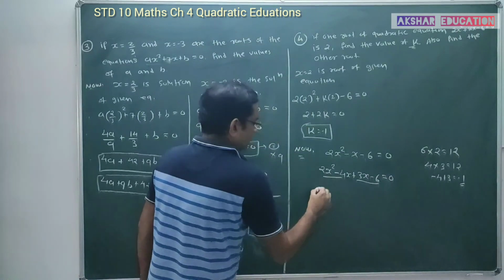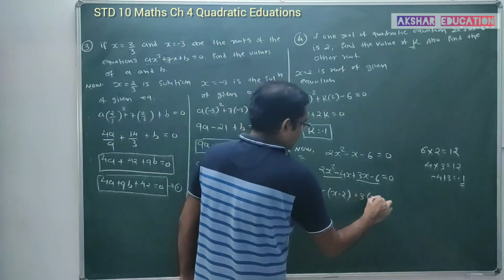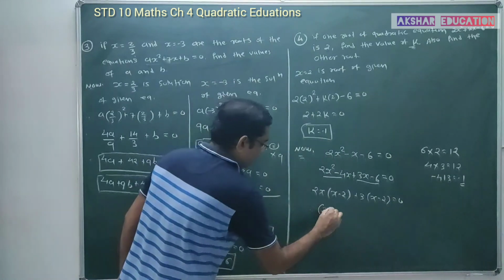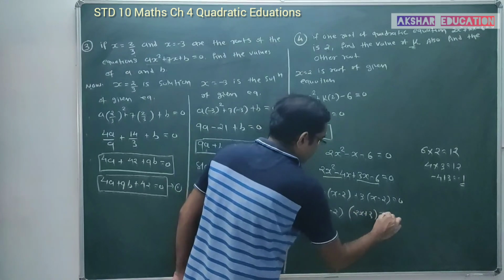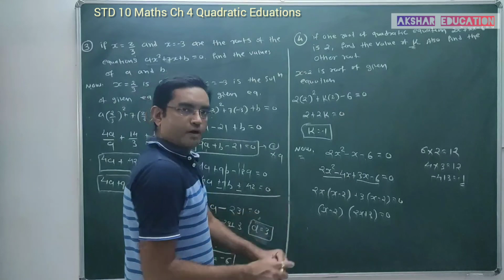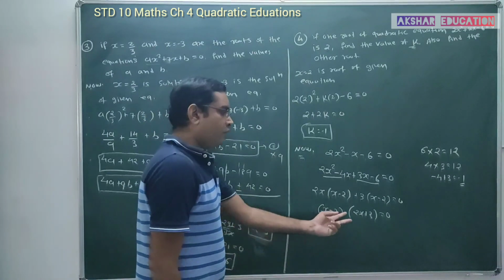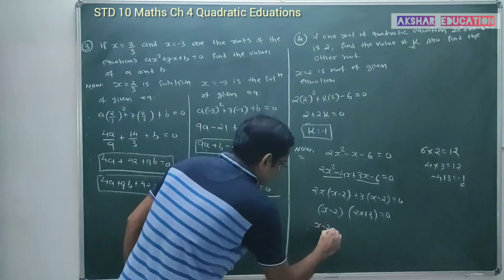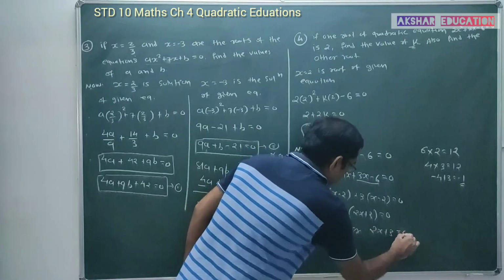Factorize this one. So here 2x is the common term, so it's x minus 2, plus 3 is the common term, x minus 2 equal to 0. So here you can take x minus 2 common. The remaining terms are 2x plus 3 equal to 0. So the multiplication of two terms is equal to 0 when either one term or both terms are 0. Product is 0, so either one term or both terms are 0. So this is x minus 2 equal to 0 or 2x plus 3 equal to 0.